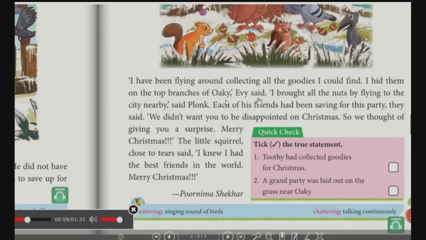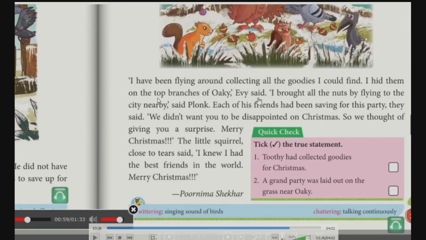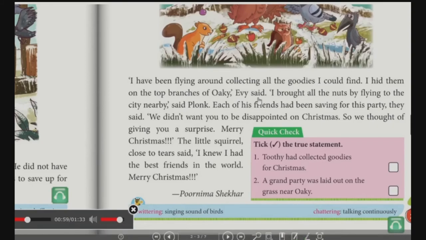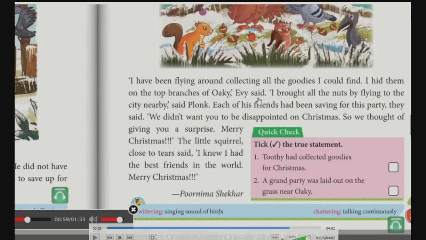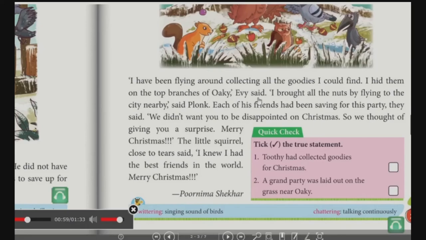Now there are two reasons why he did this, why he hid them on the top branches. One reason could be he did not want anybody else to take whatever he was collecting. And another reason is that he wanted to give a surprise to Toothy.